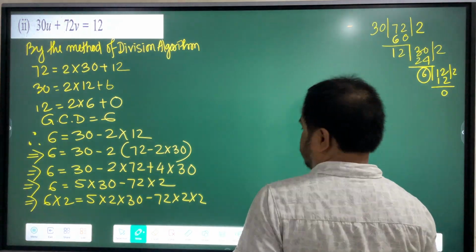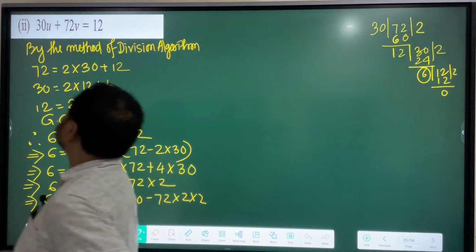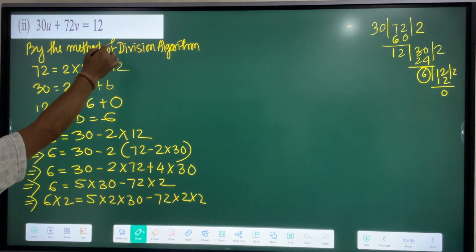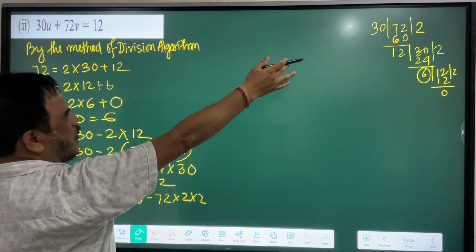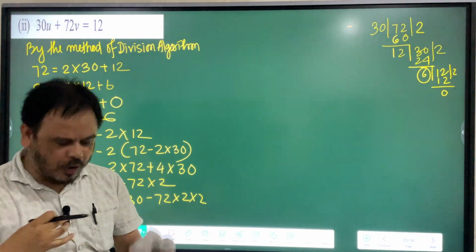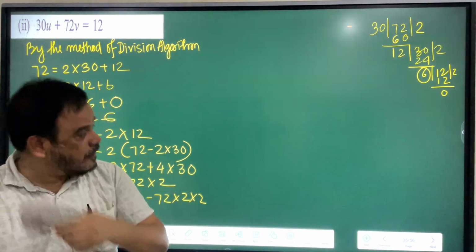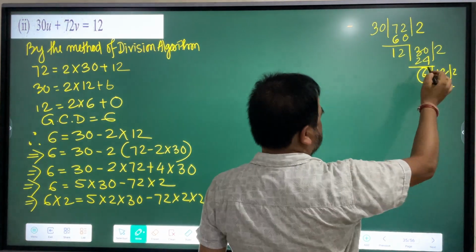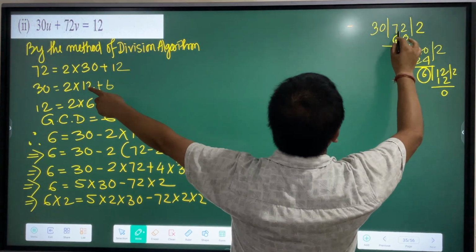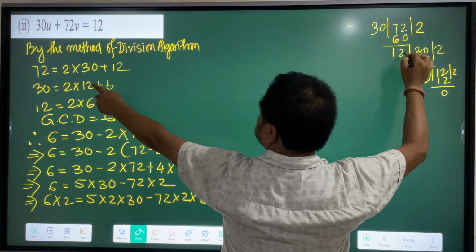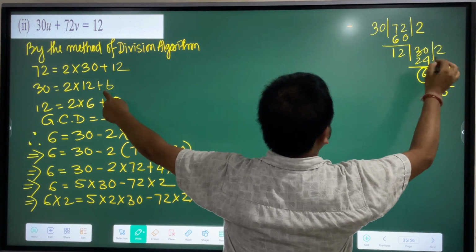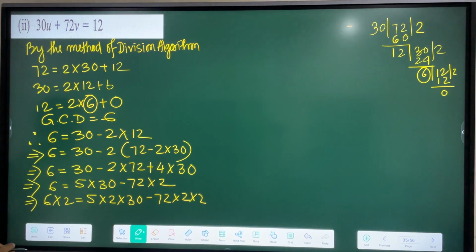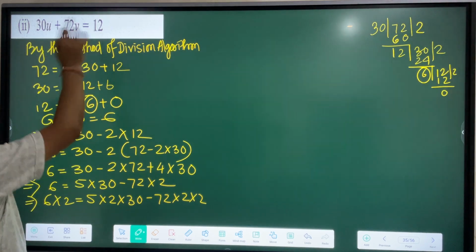This is the same. This is also the same: 30u plus 72v equals 12. So by division algorithm, 30 and 72, short process division is done. So like this 6 is HCF, meaning GCD. 6 is GCD, so same thing you have done. 72 is equal to 2 into 30 plus 12. 30 is equal to 2 into 12 plus 6. 12 equals 2 into 6 plus 0. 6 is the GCD. So we will start the sum from 12.